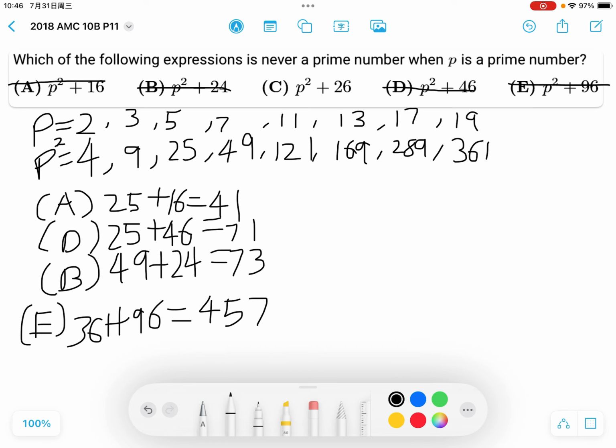So we've eliminated 4 out of 5 options, so our answer is just going to be C. Okay, so the key here is just to know your prime numbers and also your perfect squares. And also knowing how to figure out whether 457 is prime or not.